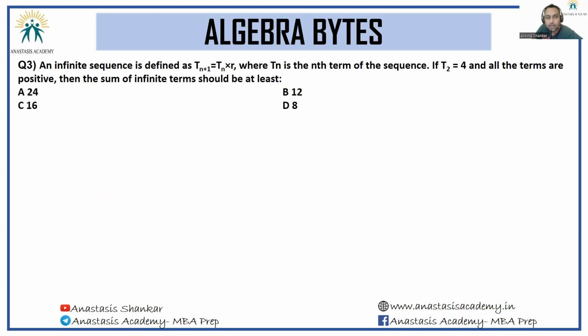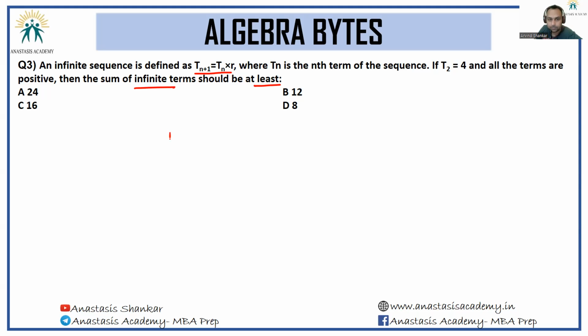Next, an infinite sequence is defined as T(n+1) is equal to T(n) into R, where T(n) is the nth term of the sequence. If T2 is equal to 4 and all the terms are positive, then the sum of the infinite terms should be at least. Okay. If we are looking for it to be at least, clearly this is a GP.